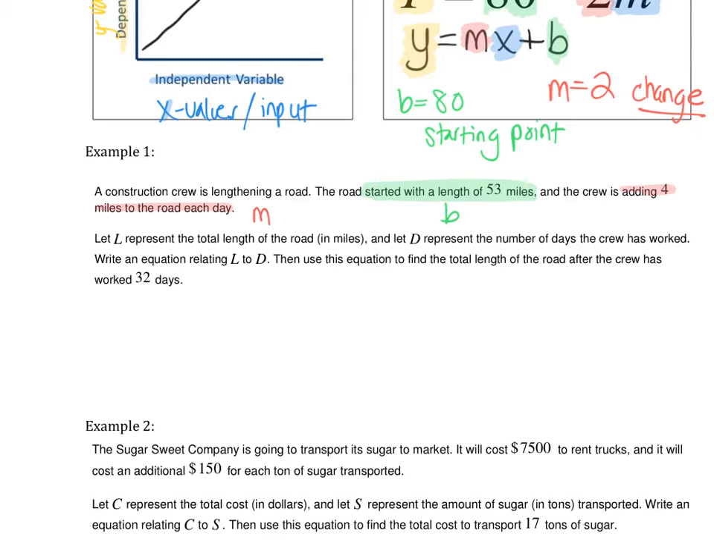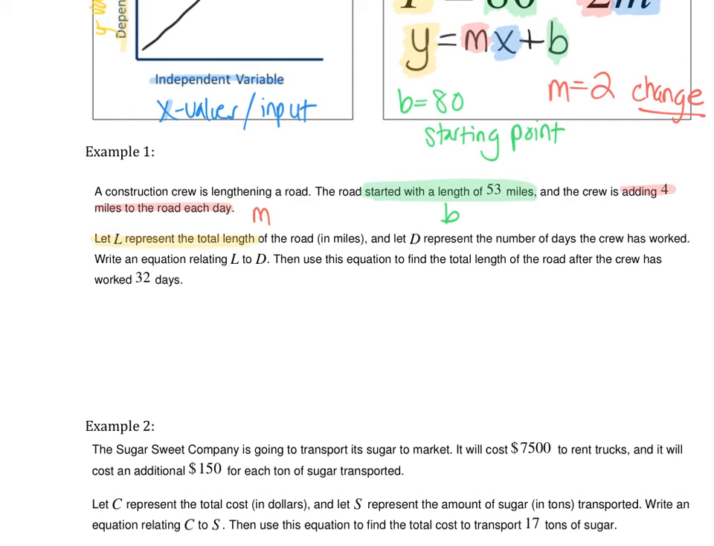Then it says, let L represent the total length of the road and let D represent the number of days the crew has worked. Now, an important thing to remember when you're trying to figure out what letters to use for y and x, okay, the dependent variable, so the output, the y, is always going to be the letter that represents total.